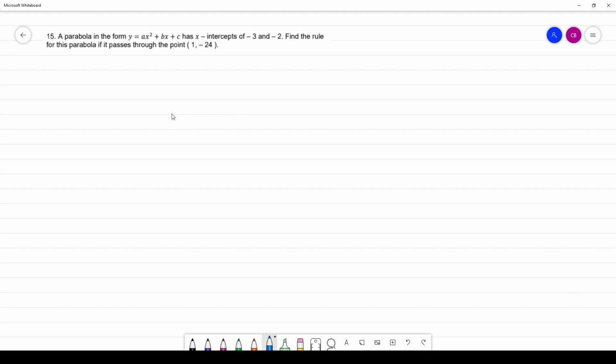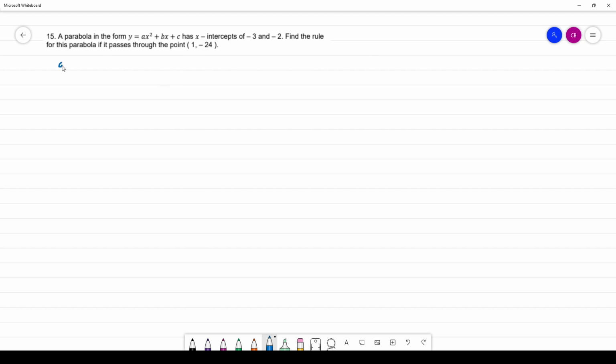This is a shock to me. We've got a parabola in the form y equals ax squared plus bx plus c. It has x-intercepts of -3 and -2. Find the rule for this parabola if it passes through the point (1, -24).